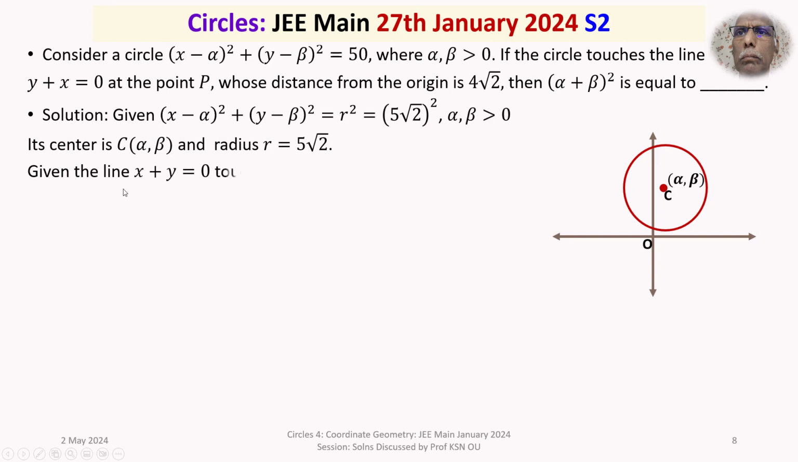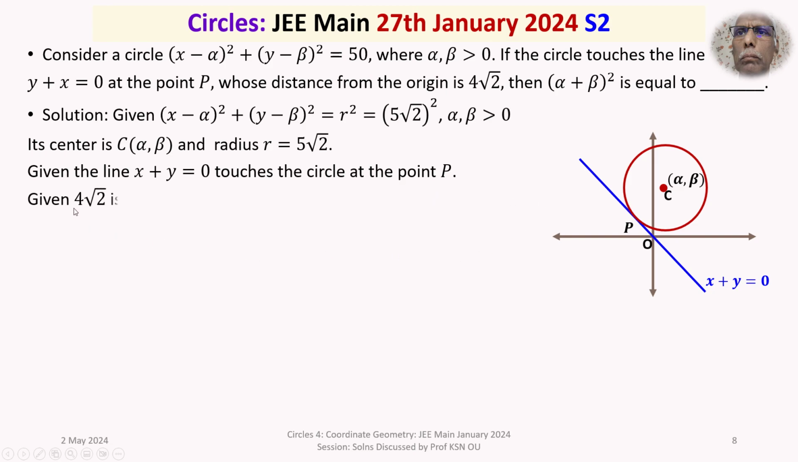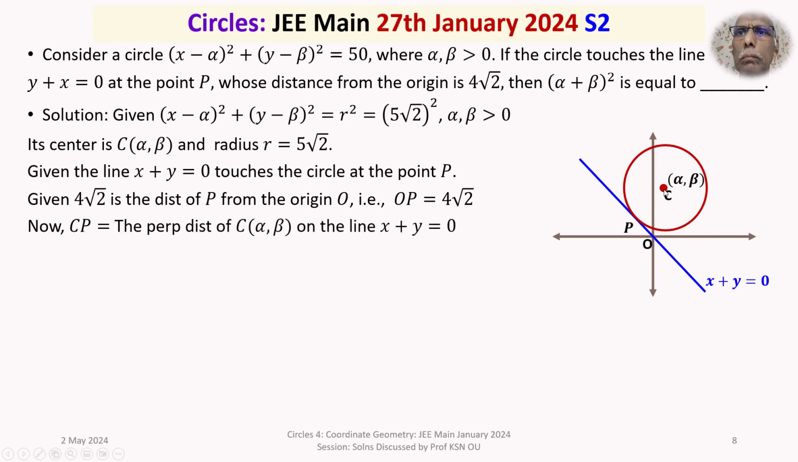It is given the line x + y touches the circle at the point P. That means this line is a tangent to this circle at the point P. So that is x + y = 0, and that's the tangent at the point P. Agreed. Given 4√2 is the distance of the point P from the origin. That means given OP is 4√2. Right. Now if you join CP, what will be CP?